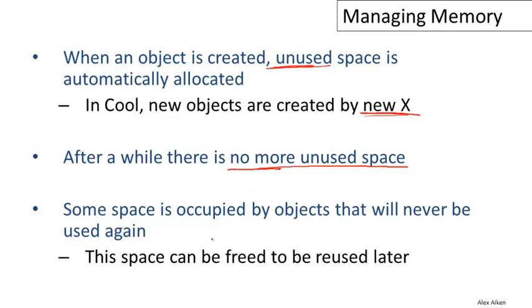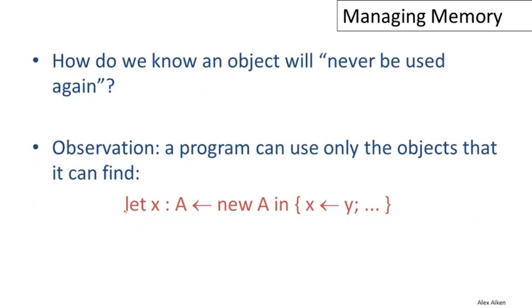The observation that garbage collection systems rely upon is that some of the space that's being used is probably occupied by objects that will never be used again. Some of these objects are not going to be referred to again by the program, and if we can figure out which objects those are, which are no longer going to be used, then we can deallocate them and reuse the space for new objects. So the big question is, how can we know that an object will never be used again?